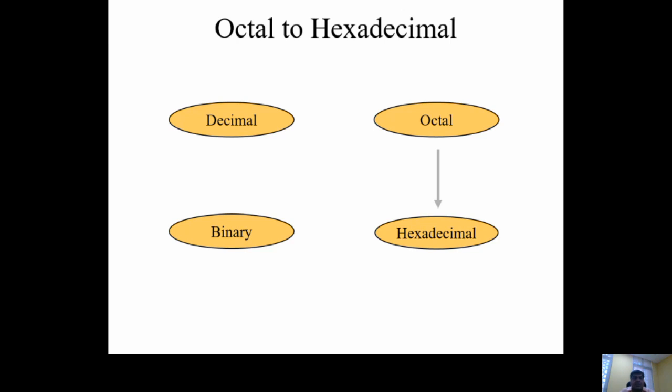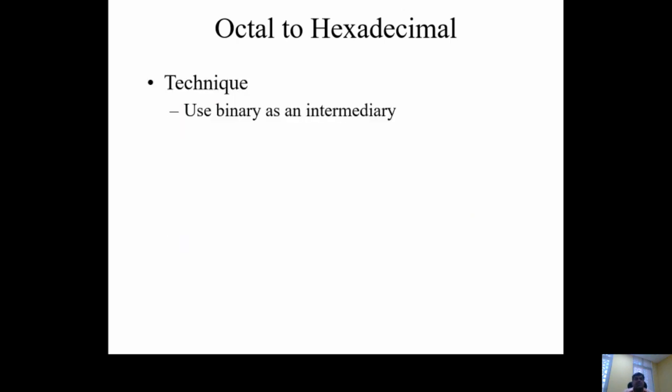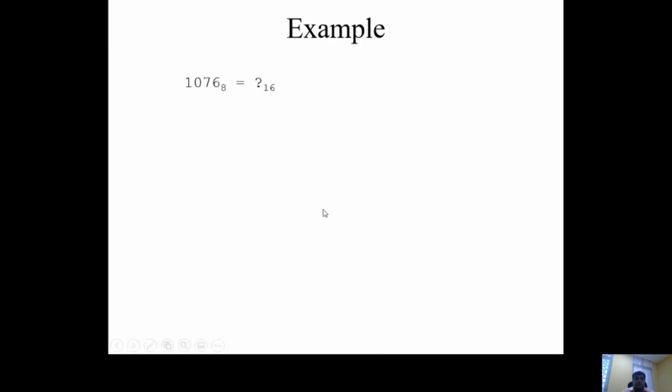Now we see octal to hexadecimal conversion. For octal to hexadecimal conversion, we can convert octal to decimal and then to hexadecimal, or we can convert octal to binary and then binary to hexadecimal. So we use binary as an intermediary. Example is 1076 into hexadecimal.